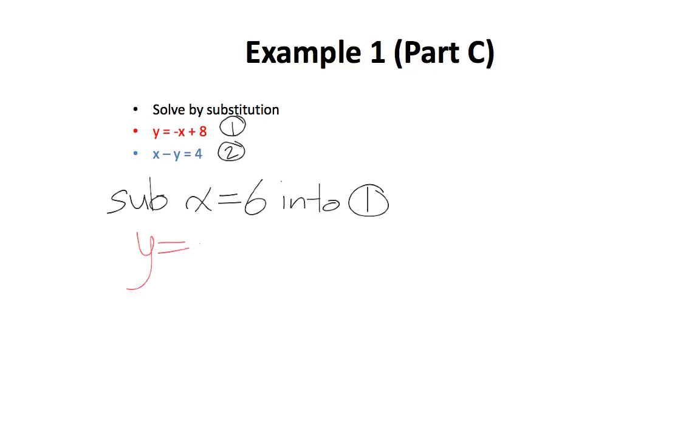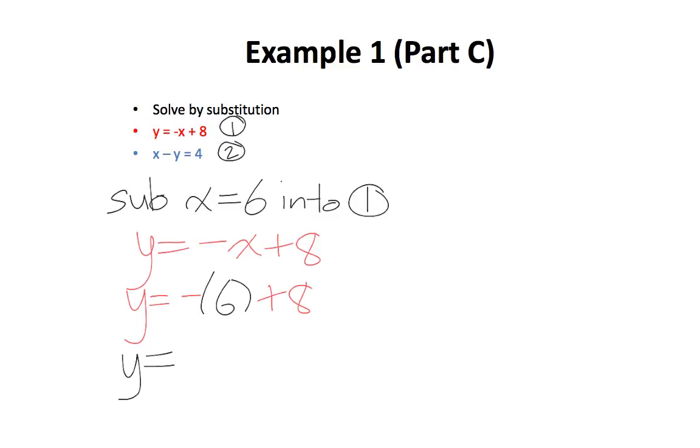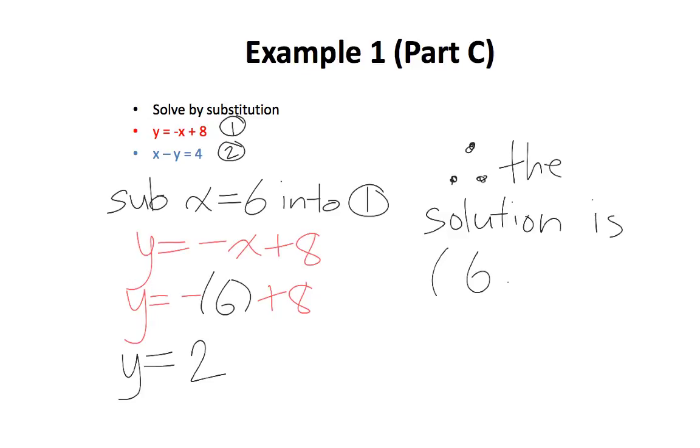We start with y equals negative x plus 8. I'm going to change the x into a 6 in brackets, and the plus 8 stays the same. Therefore, negative 6 plus 8 is positive 2. So the y-coordinate of the point of intersection is 2. Let's write a concluding statement. Therefore, the solution, which is the same thing as a point of intersection, is (6, 2).